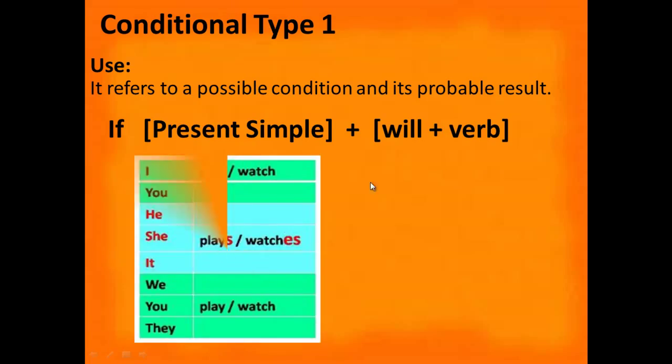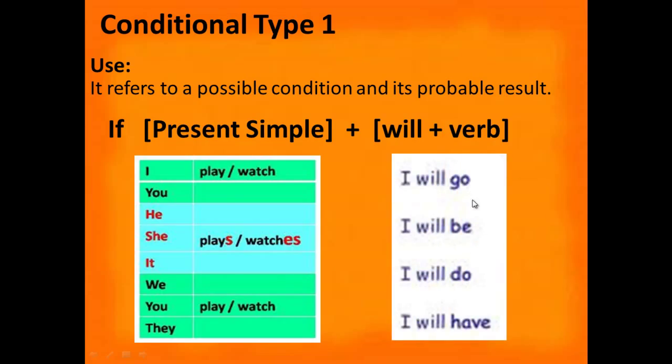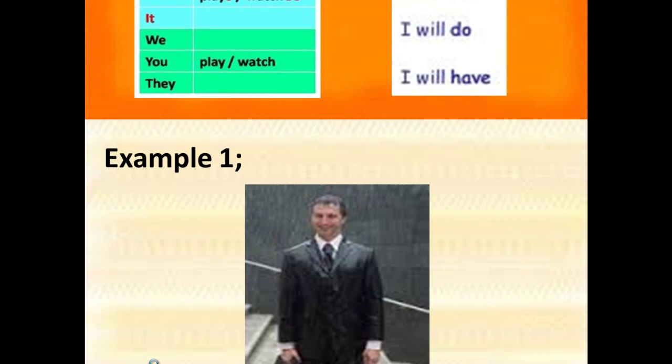So present simple, I, you, we, they, followed by bare verb. Okay. I play, you watch, you play. But he, she, it plays, watches, etc. The next sentence, will plus verb, will go, will be, will do, will have. Okay. After will here, the infinitive without to. We call this tense the future simple tense. Okay. Read these examples please.